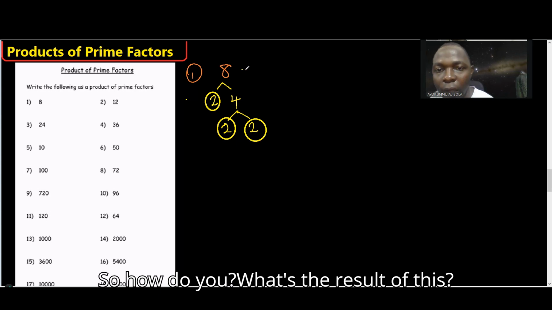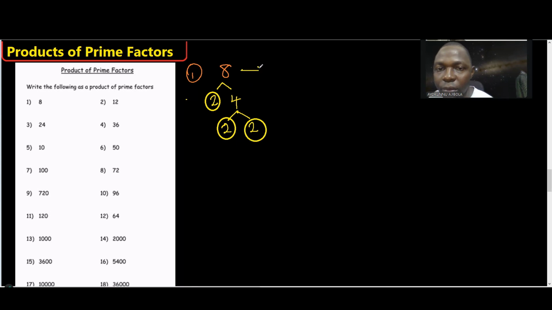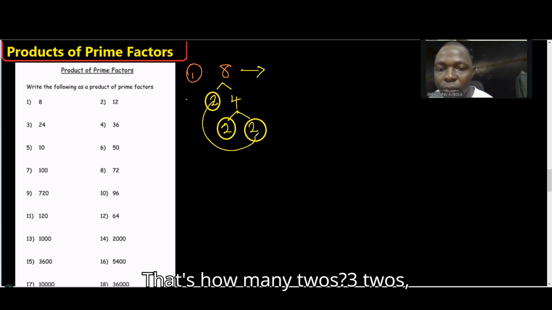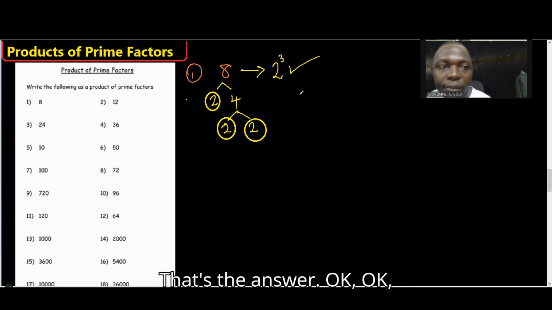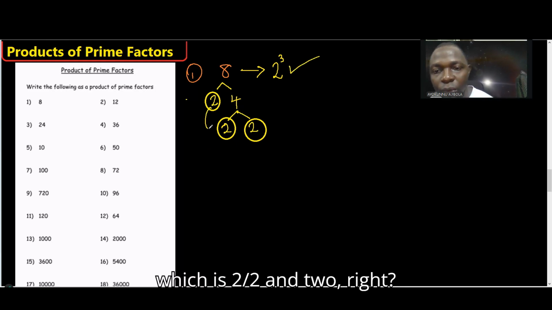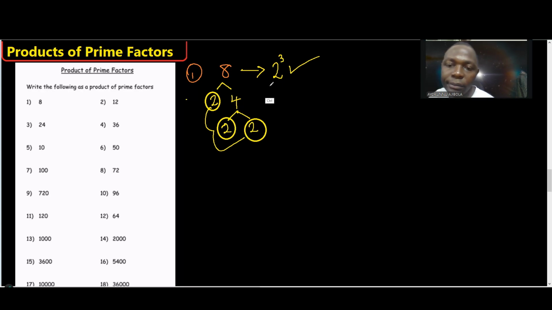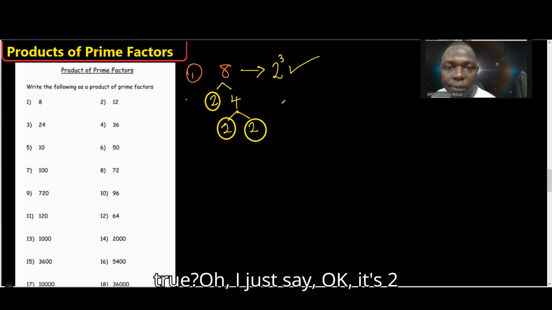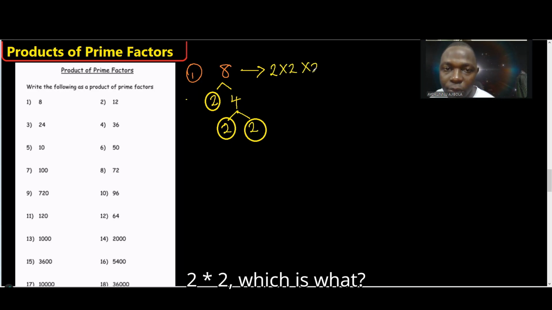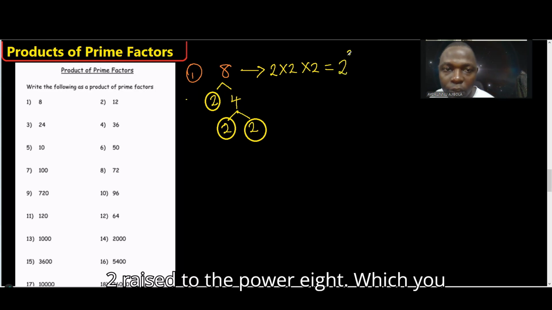So what's the result of this? That is how many twos? It's 3 twos, right? That is 2 raised to power 3. That's the answer, okay? Which is 2, 2, and 2, that is like 2 times 2 times 2. Is that clear? Or I just say, okay, it's 2 times 2 times 2, which is what? 2 raised to power 3, which is 8.